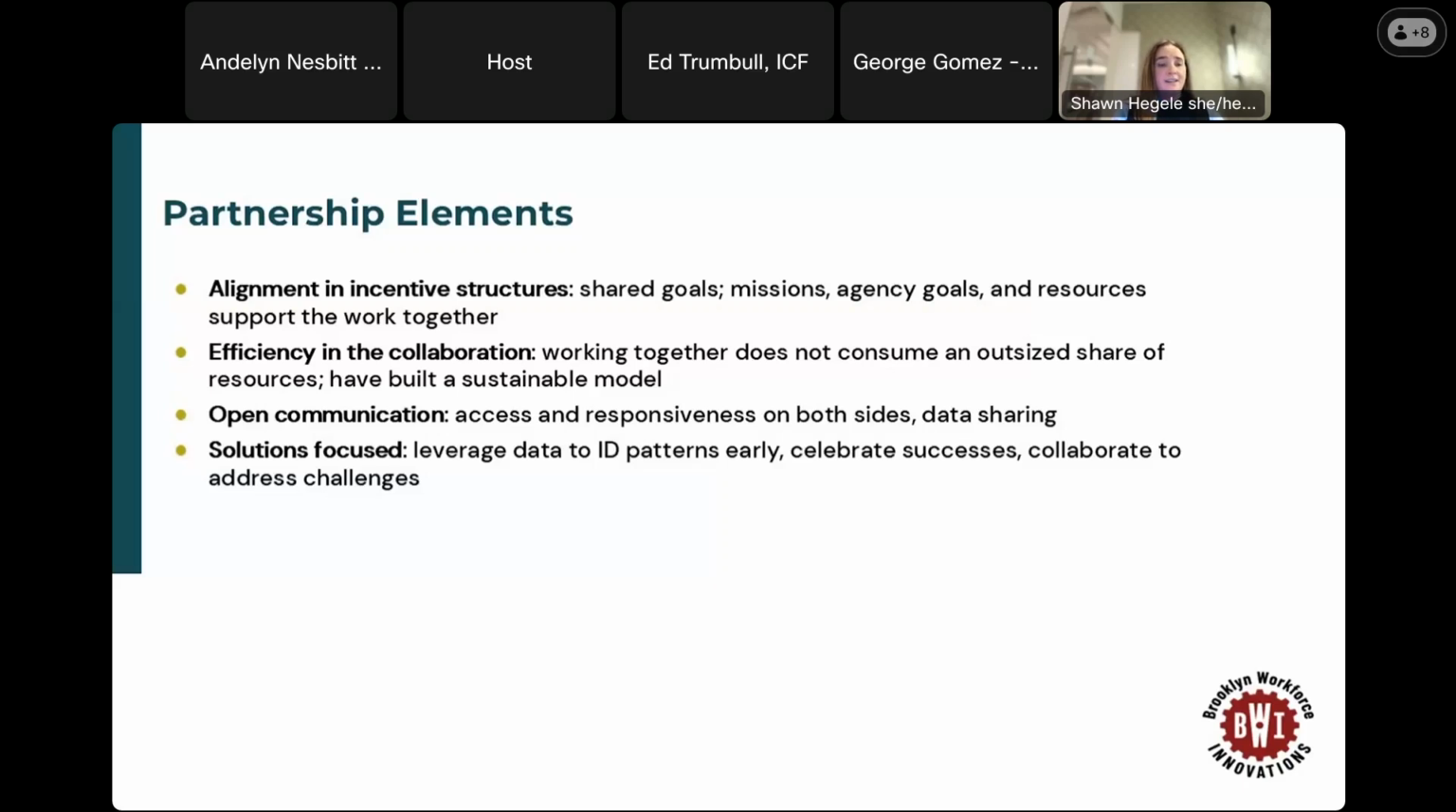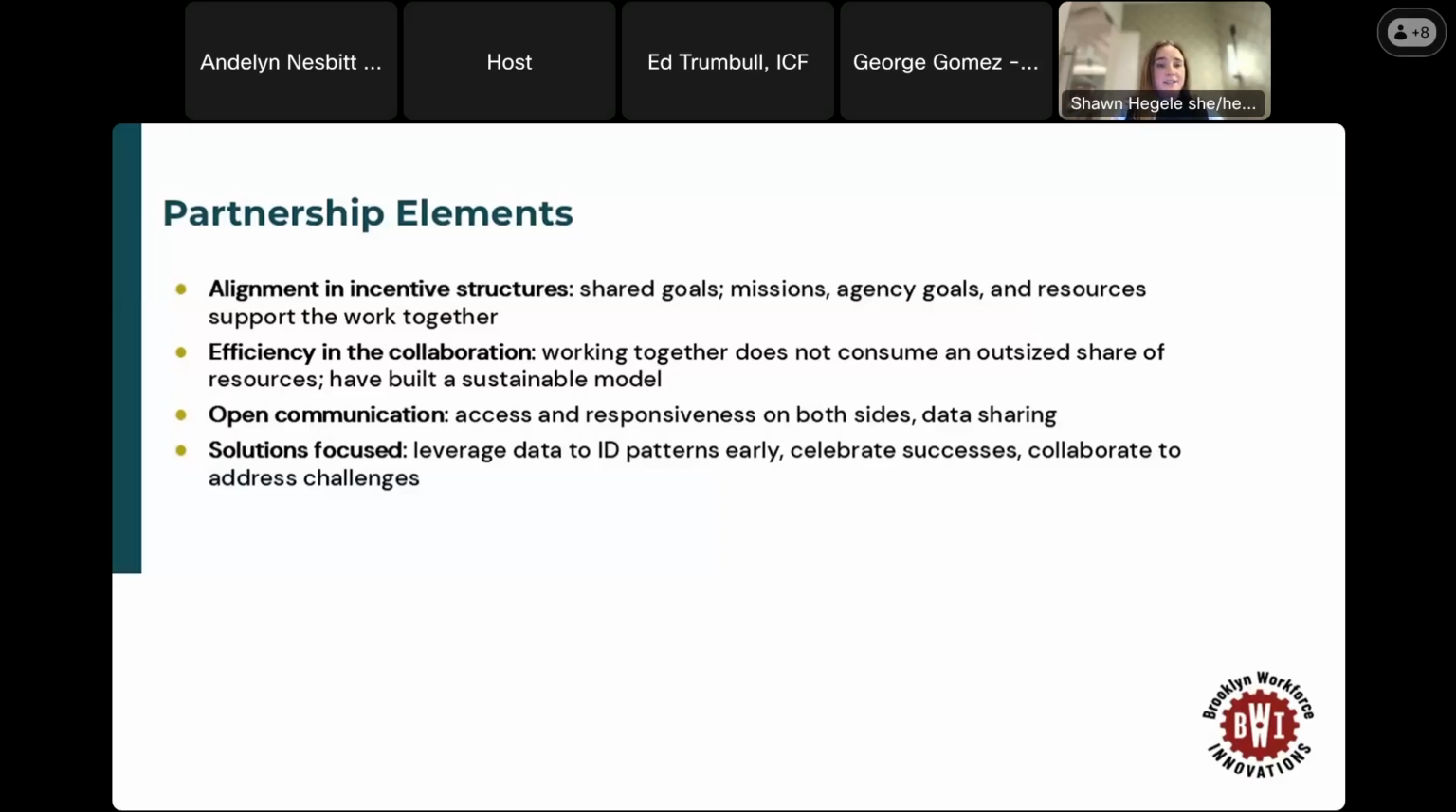And I think it's something that also someone had a question earlier on about how can we make sure that our partnerships can withstand things like turnover? And when we have true alignment organizationally in these incentive structures, that makes the partnerships much more sustainable.